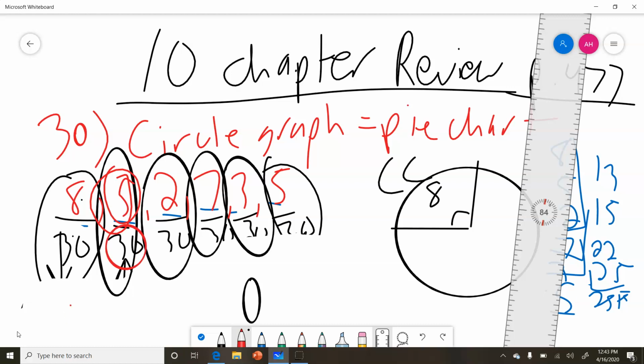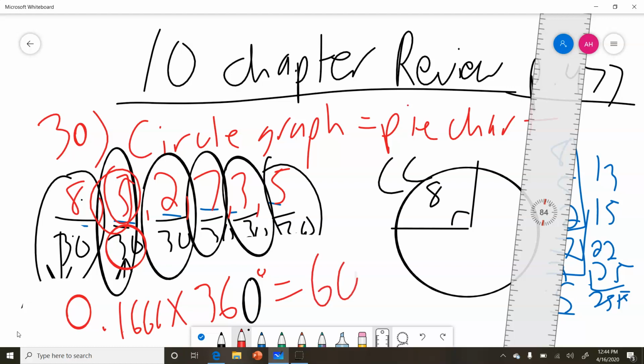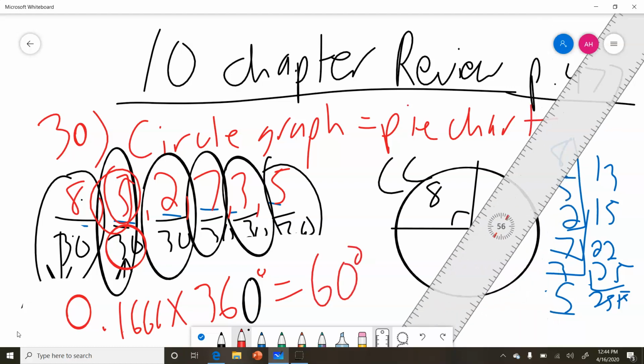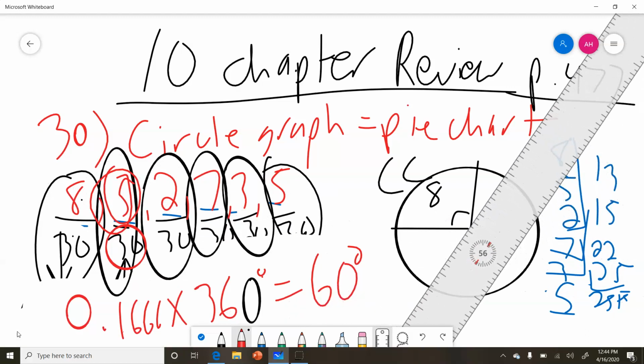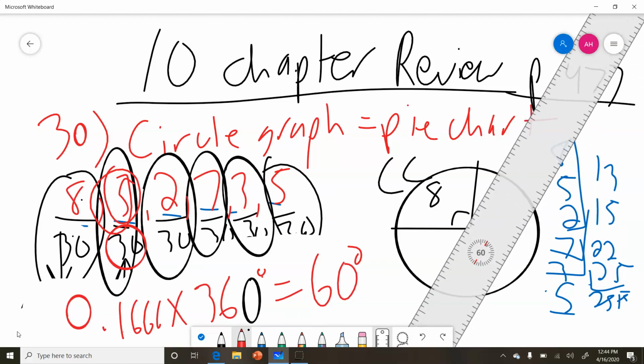And I get 0.16 repeating. 166. Now I do that times 360 degrees. And I punch that in and I get a grand total of 60 degrees. So then I come here and I'm going to go from the bottom side this time and I say, okay, I'm going to go 60 degrees from there. So da da da da da to 60.